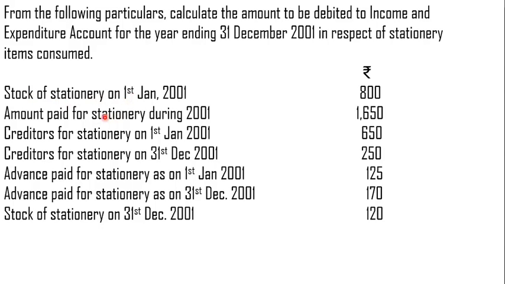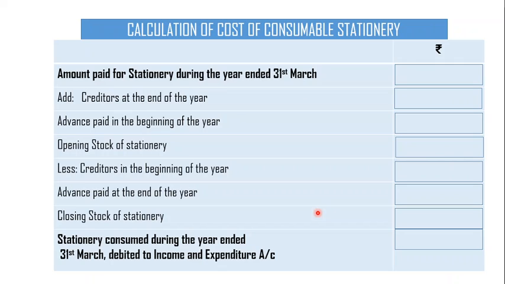Opening stock is given, amount paid for stationery. So now we have to look at our table. In a table, if it says amount paid, then we have to consider all, that is advance as well as creditors. So opening stock is given, closing stock is given, advances are given for the beginning and the end, and the same way the creditors are given. So the only thing is you have to write the table the same way.